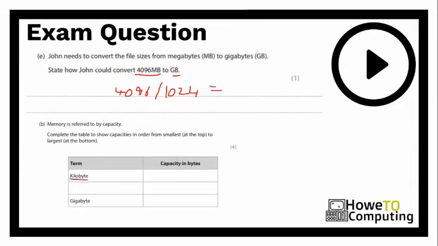Next one here, kilobytes. This is asking for it in bytes, so it'd be 1024 bytes make a kilobyte. Megabytes is the one that's missing. That'd be 1024 times 1024. And the next one would be 1024 times 1024 times 1024 per gigabyte, that would be the answer here.